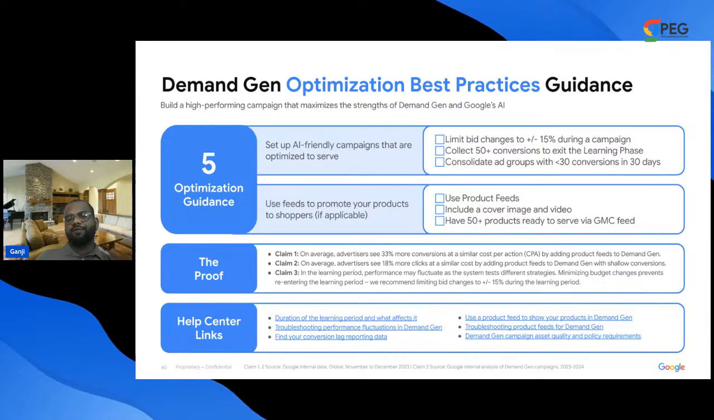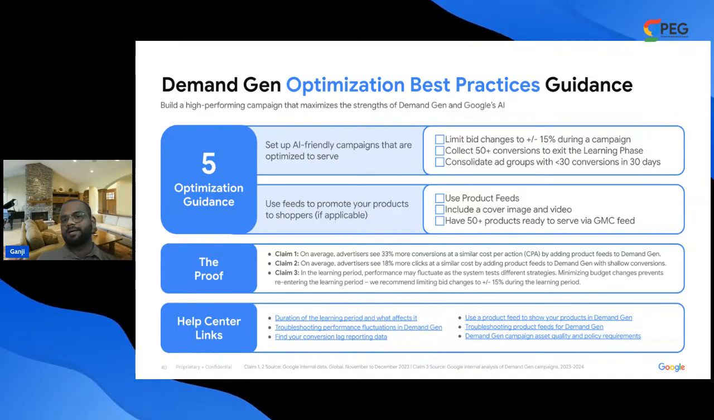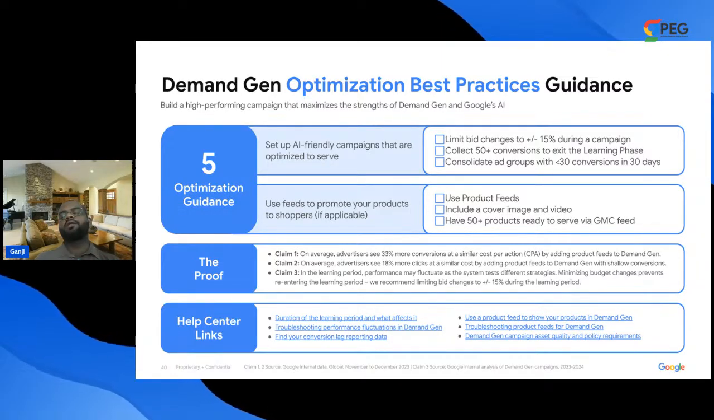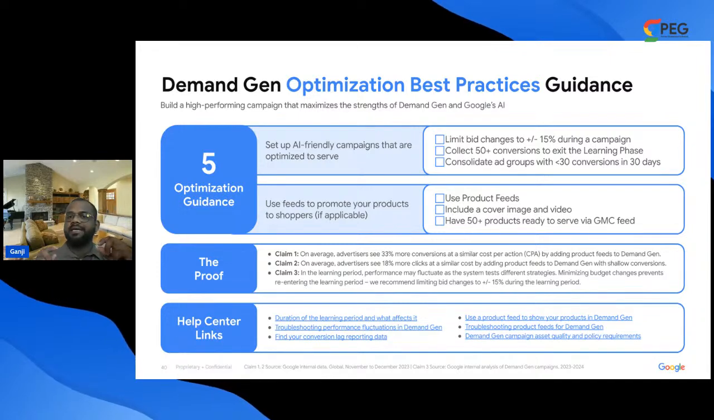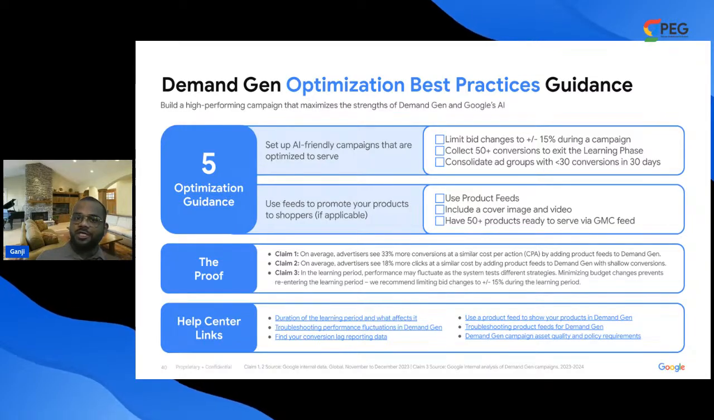One of my all-time favorite questions is: what are the key strategies and recommendations for optimizing demand gen campaigns to improve their efficiency and results over time? For that, we need to cover the demand gen optimization best practices guidance. To set up the artificial intelligence friendly campaigns that are optimized to serve, you can limit the bid changes to 15% on either side during a campaign. Collect 50 plus conversions to exit the learning phase, and consolidate the ad groups with less than 30 conversions in 30 days.